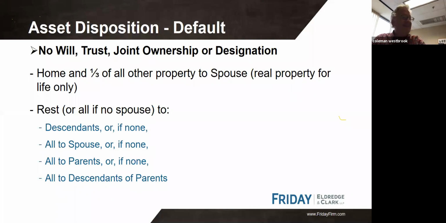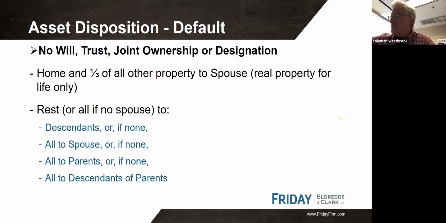So if you have nothing, which occasionally I'll come across some people who don't have a will, or their designations fail, or they're not married and things aren't owned jointly, then the state of Arkansas says, here's the plan. So if you don't have any kind of planning document for disposition of assets on your death, then the state of Arkansas says your spouse will get your home and a third of your property, provided real estate in the home will only be for the surviving spouse's life.